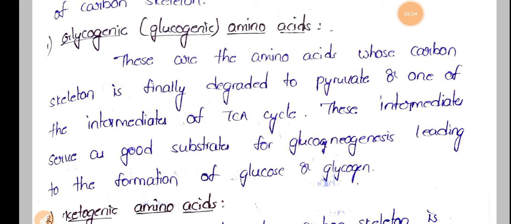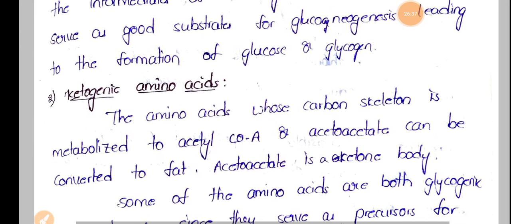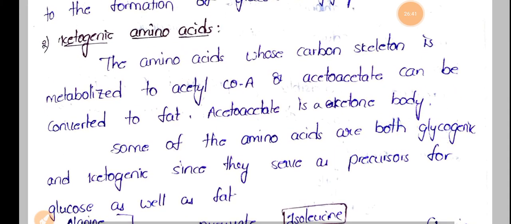And the next one is ketogenic amino acid. Ketogenic amino acids are the amino acids whose carbon skeleton is metabolized to acetyl-CoA or acetoacetate, which can be converted into fat. Particularly, this acetyl-CoA is a TCA cycle product. As I said earlier, this end product of ketogenic amino acids, acetyl-CoA, is one of the important intermediates in the Krebs cycle.